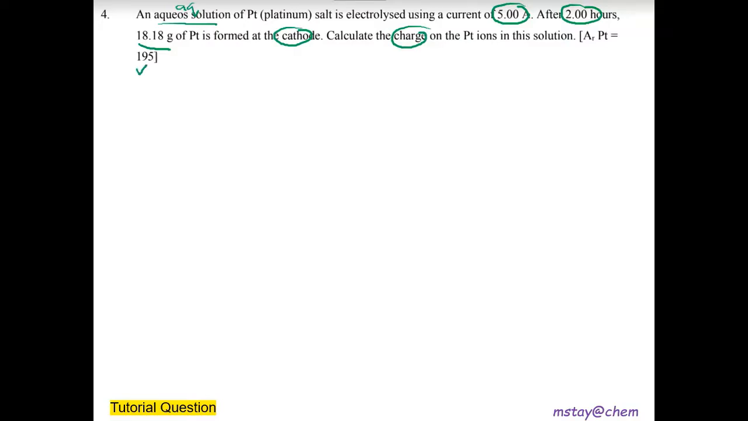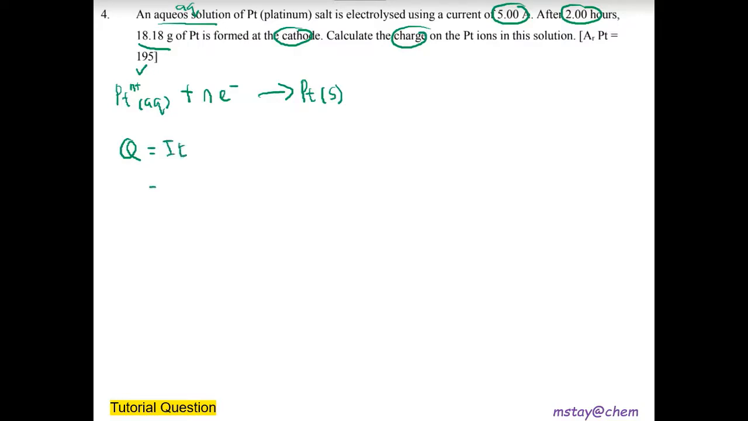From here, as usual, we are going to write down the half equation first. Platinum, because we don't know what the charge is, we put n+, and the physical state is aqueous. Because it's at the cathode, it gains electrons, gains n moles of electrons, because we don't know the charge of the platinum ion, and then produces platinum, which is in solid form. Next we have the information Q.